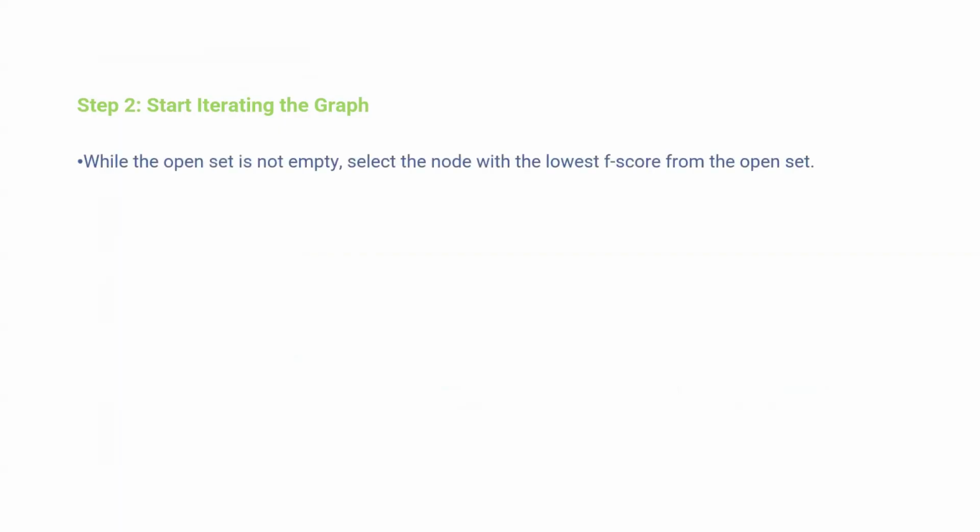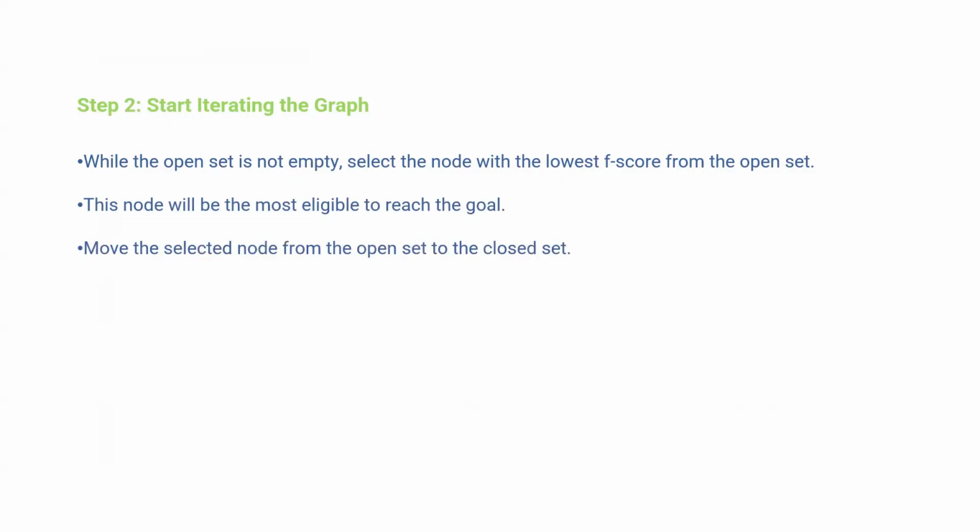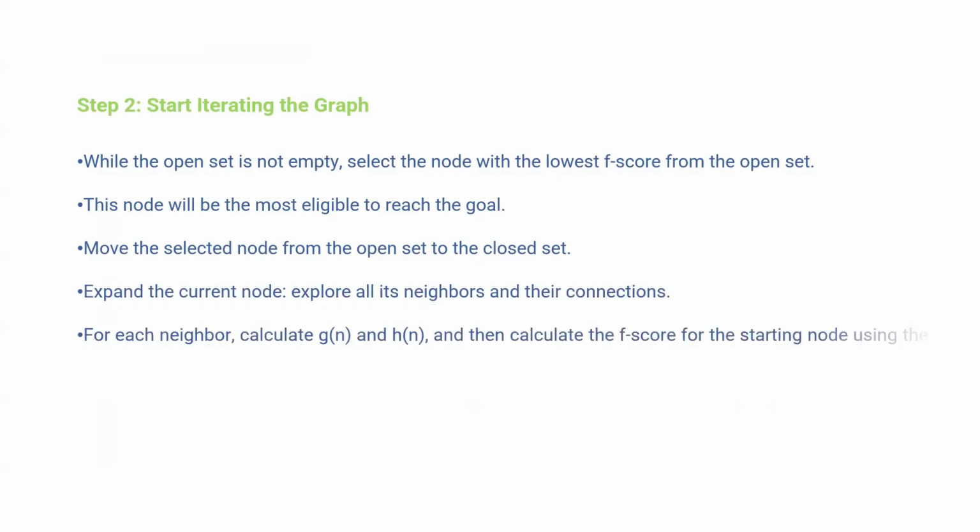Second, we have step 2, where we start iterating the graph. While the open set is not empty, select the node with the lowest f score from the open set. This node will be the most eligible to reach the goal. Move the selected node from the open set to the closed set. Expand the current node. Explore all its neighbors and their connections. For each neighbor, calculate g of n and h of n, and then calculate the f score using the formula f of n equals g of n plus h of n.